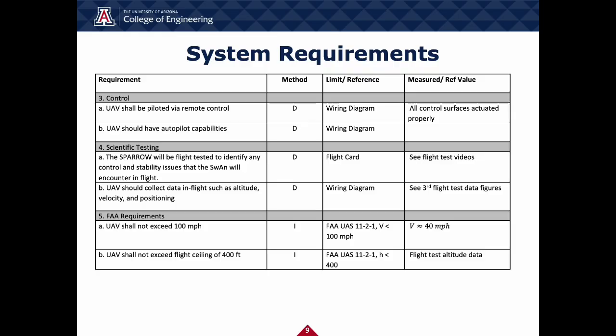The UAV shall be piloted via remote control and should have autopilot capabilities. It will be flight tested to identify any control instability issues that Swan will encounter in flight, and should collect in-flight data such as altitude or velocity, and it shall not exceed 100 miles per hour and 400 feet in altitude.